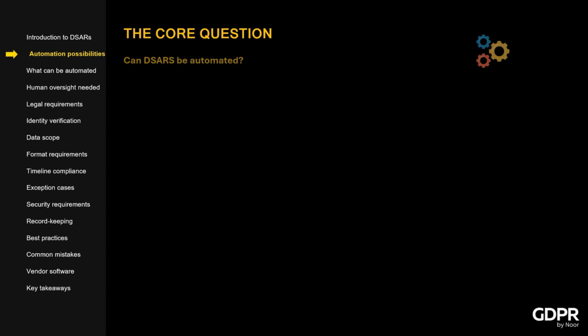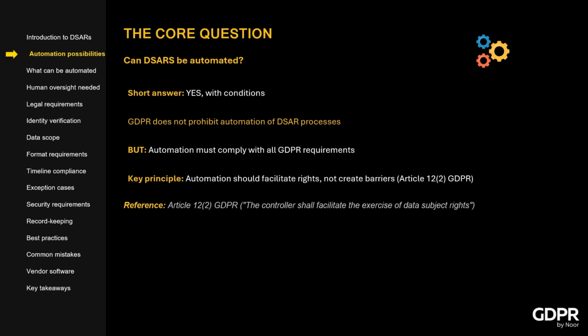The core question: can DSARs be automated? Yes, DSARs can be automated under conditions. The GDPR does not ban automation. What matters is meeting all legal requirements of a DSAR. Automation cannot limit or complicate the exercise of rights. Article 12.2 requires the controller to facilitate rights, meaning automation must make the process easier, not harder. Automation is allowed and often beneficial, but it must be designed to stay fully compliant.